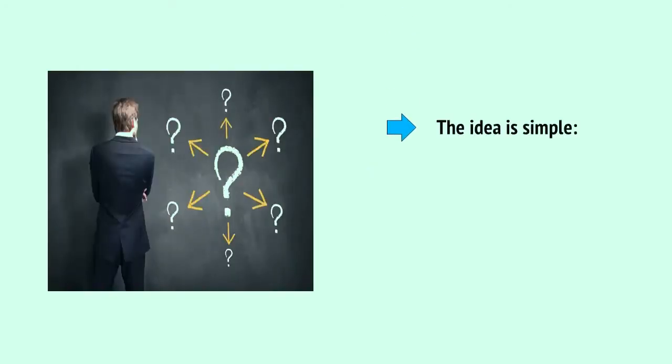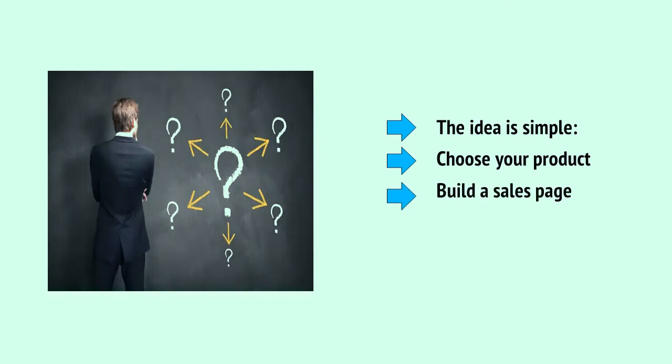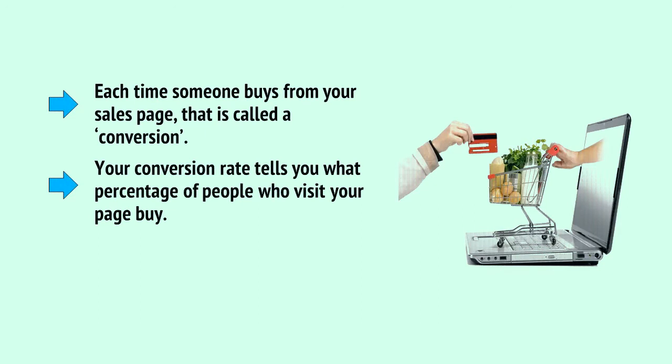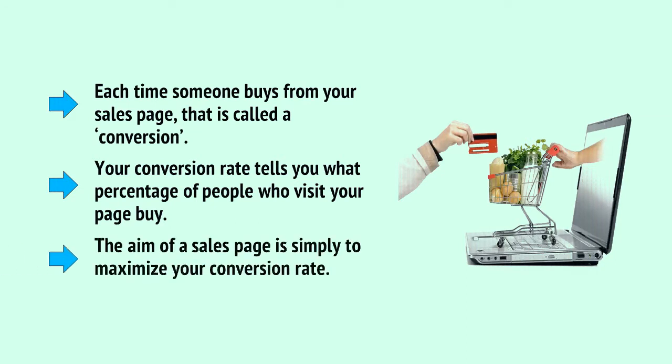Now, the first thing you need to do is to create a sales page. A sales page is essentially a single web page that has a singular purpose: selling one product to your audience. The idea is simple. Choose your product, build a sales page, send people to your sales page. That's it. Each time someone buys from your sales page, that's called a conversion. Your conversion rate tells you what percentage of people who visit your page actually buy. The aim of a sales page is simply to maximize your conversion rate.